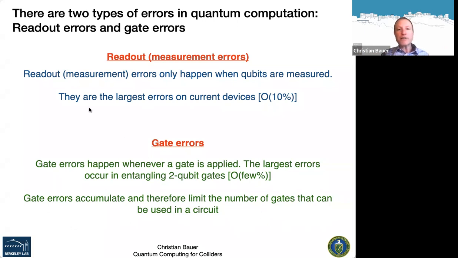Okay, now the important thing is that on readout errors, even though they're larger, gate errors accumulate. So the more gates you apply, the more errors you're going to make. And with a few percent errors, if you do order 100 of these CNOT gates, you're going to have an order 100% error at the end of the day. So you need to deal with both of these errors.